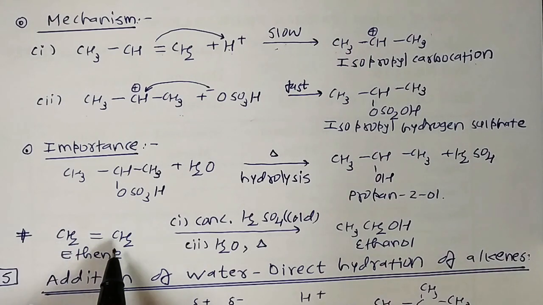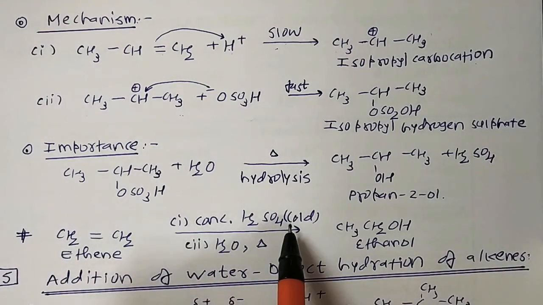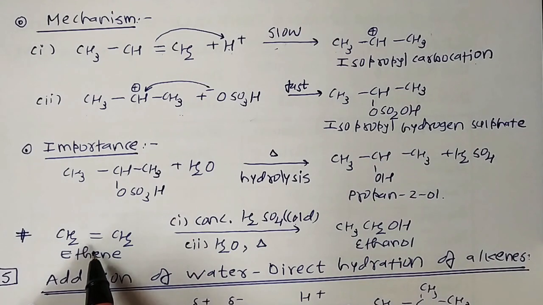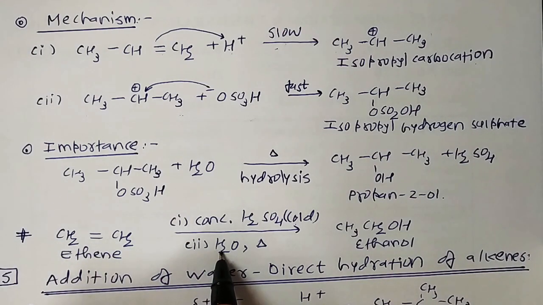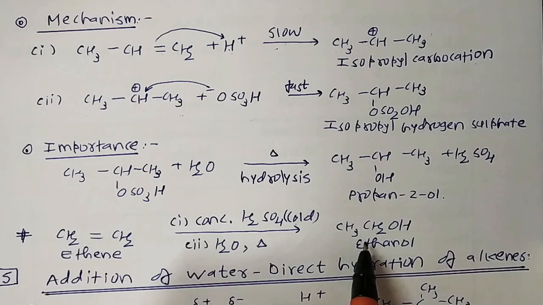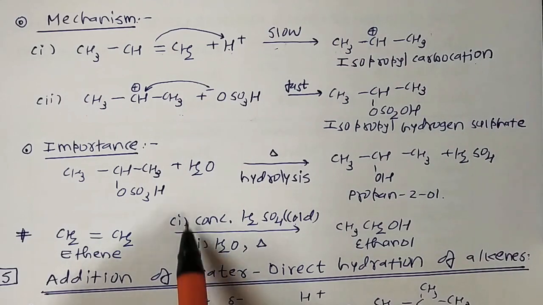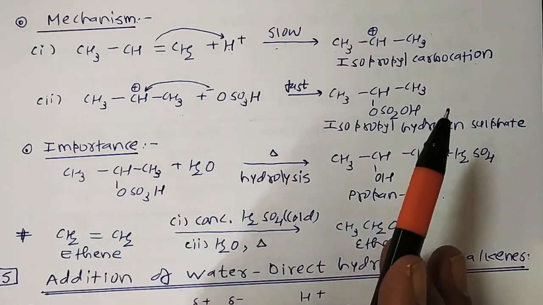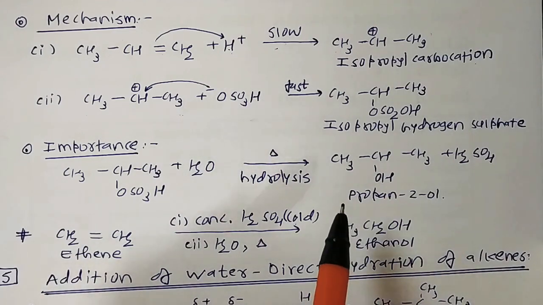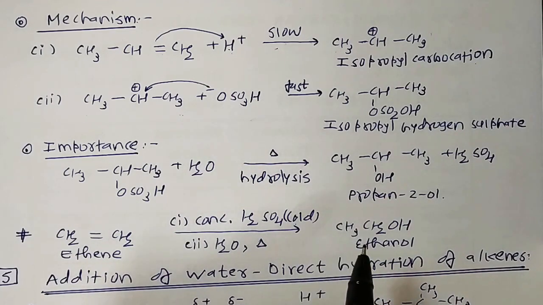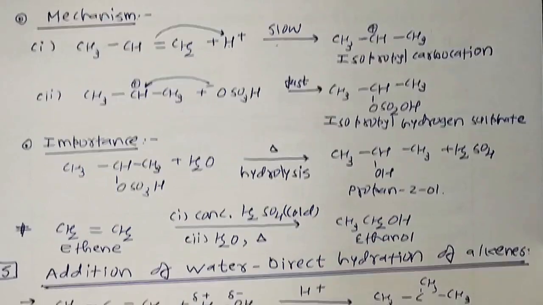For example, if I have ethene, the first step is to add cold concentrated H2SO4. It is converted into ethyl hydrogen sulfate, and further hydrolysis with boiling water converts it into alcohol. So this overall two-step conversion of an alkene first into alkyl hydrogen sulfate, followed by hydrolysis with boiling water to form an alcohol, is called indirect hydration of alkene. So this is about the addition of H2SO4. The same process, but with a different title.